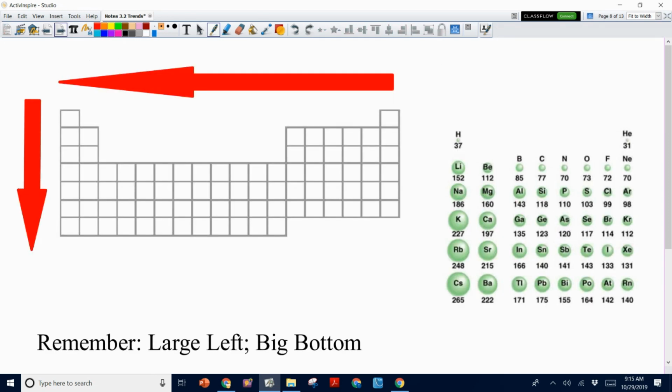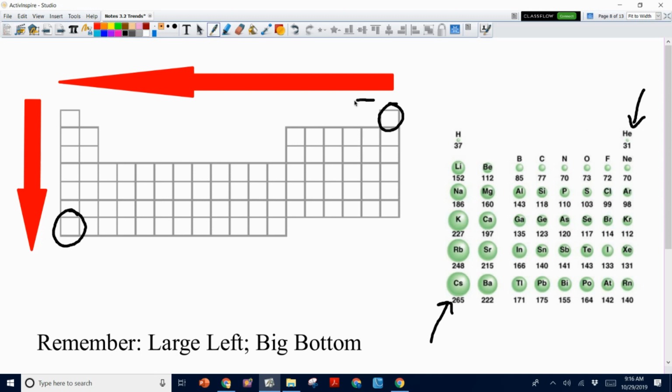So if we're going to look at atomic radius as being a trend, then the largest, of course, is going to be down here. You can see here cesium is the largest, and the very smallest is going to be up here. Helium is the very smallest. All right, so if you can't remember anything else, what you're going to have to remember for this trend for radius is large left, big bottom.